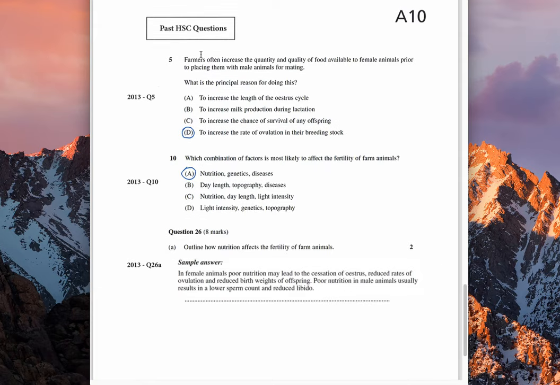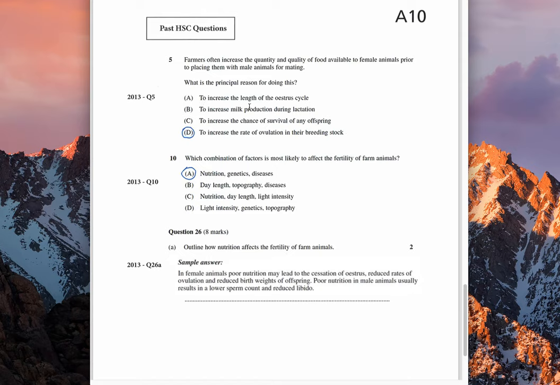Moving on, 2013. Farmers often increase the quantity and quality of food available to females prior to placing them with the male animals for mating. What is the principal reason for doing this? So again, this is going back to flushing, which came up in the 2015 paper.